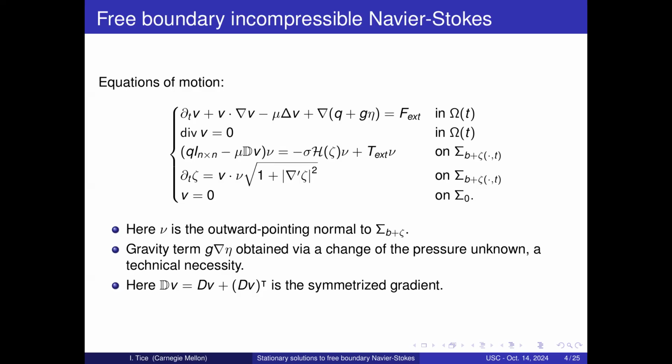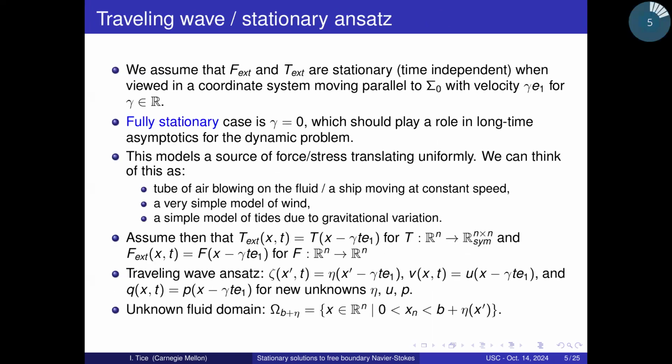Let me also mention this funny math: BBD is just the symmetrized version of the gradient. So you take the derivative and add to it its own transpose, and that's what that object is. Okay, so this is not a talk about dynamic Navier-Stokes. This is a talk about traveling waves or stationary Navier-Stokes. So let's say what that means.